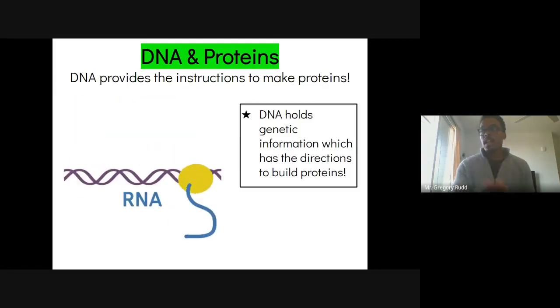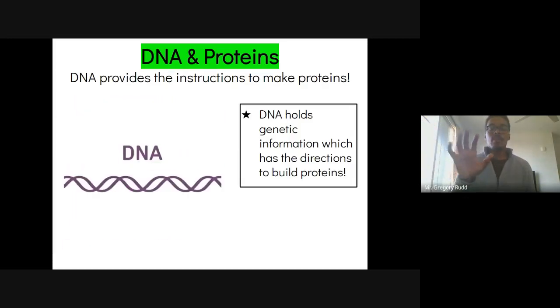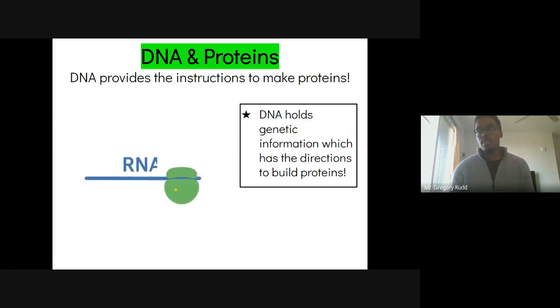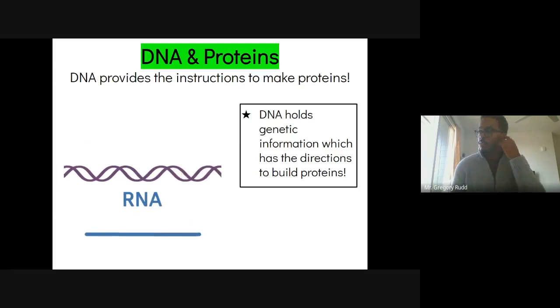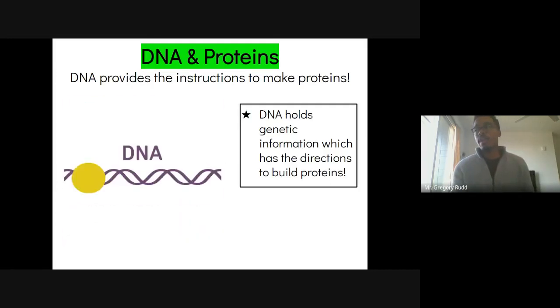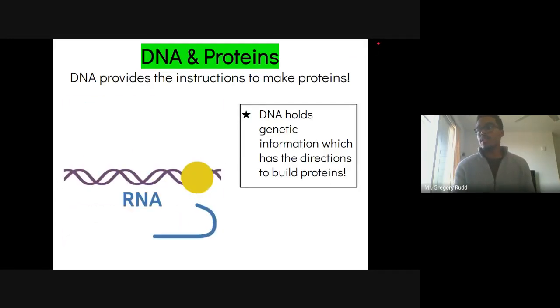Okay, so we'll talk a lot more about that. This is a concept that we will dedicate an entire unit to in a couple of months. But I love that Janelle is already thinking about it. This is the most important sentence that we'll cover today. DNA provides the instructions to make proteins.